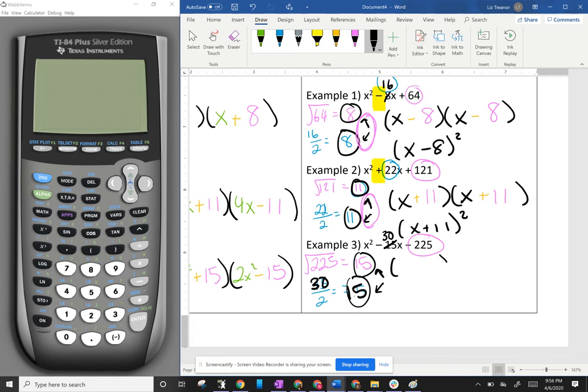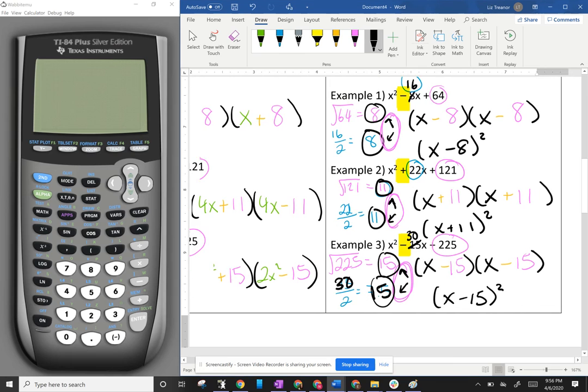So we can rewrite this. Here's our two binomials. We got x and x. These two numbers that are equal are 15. We keep this sign here, which was a minus. And we get minus 15, which we can rewrite as x minus 15 squared.